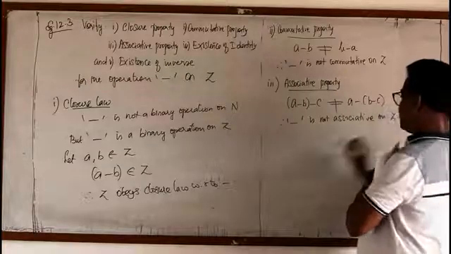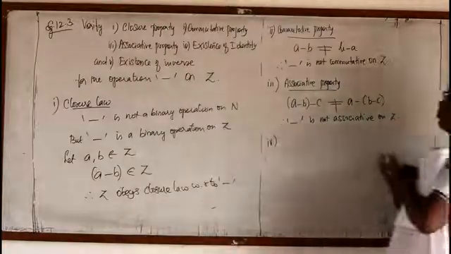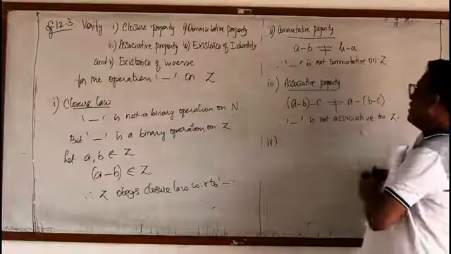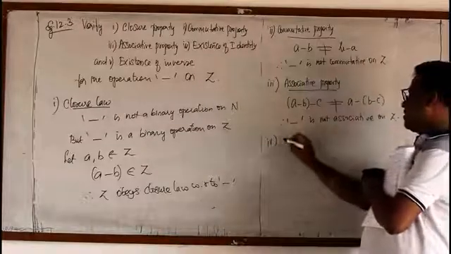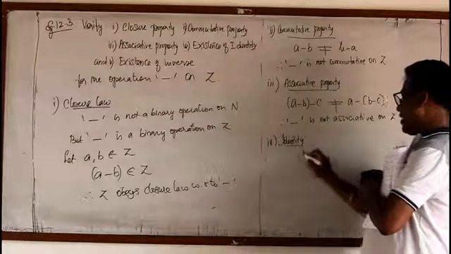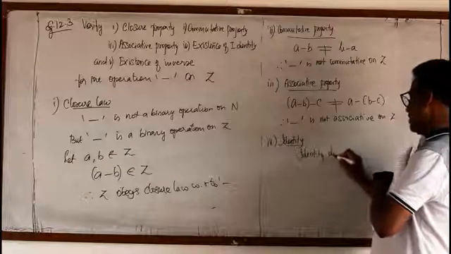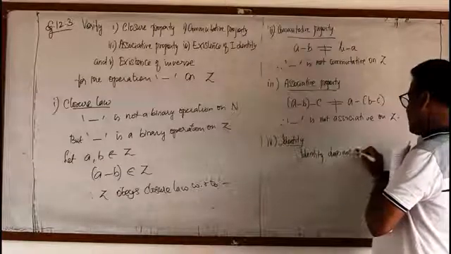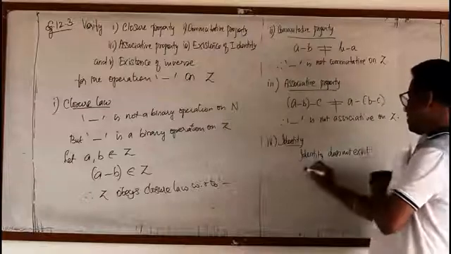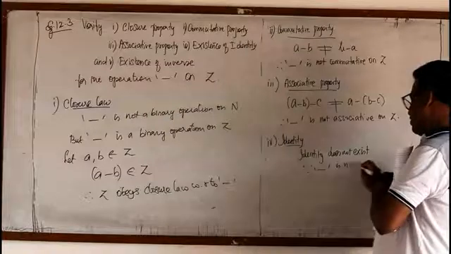on Z. Now, coming to identity, the identity won't exist because it is not commutative in the first place. Identity element: identity does not exist. We can say here itself, identity does not exist because minus sign is not commutative.